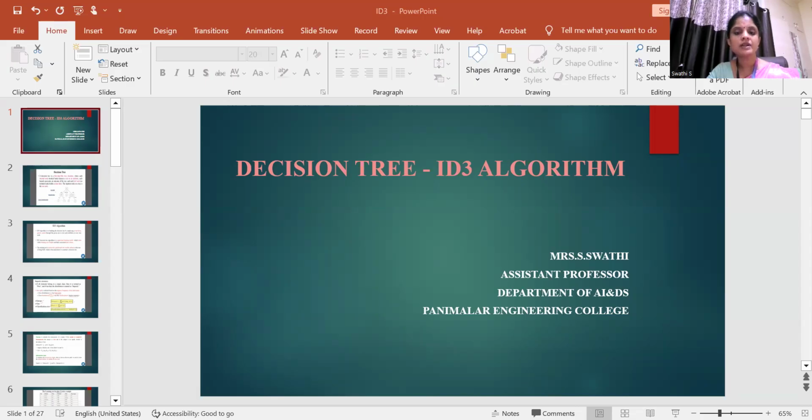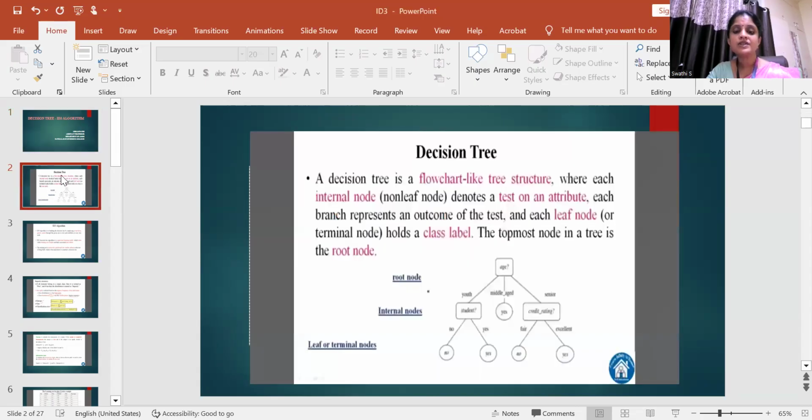In this presentation, we will understand what the decision tree is, how the ID3 algorithm works, and how it builds a tree using entropy and information gain. So first, what is a decision tree? A decision tree is a supervised machine learning algorithm used for classification and prediction. It contains a root node, internal nodes, and leaf nodes.